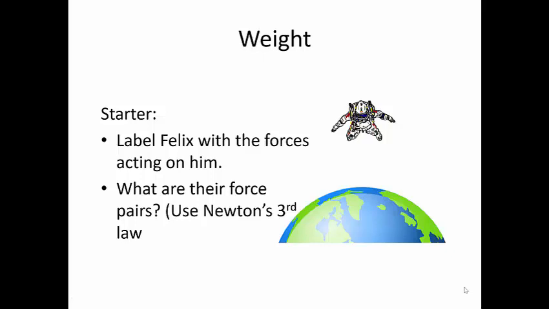So today's lesson is on weight. To start with, I would like you to label our astronaut Felix with the forces acting on him and also label what their Newton's third law force pairs are. So pause the video while you do that.